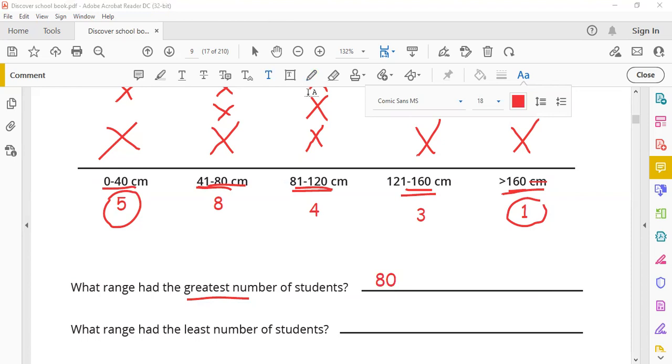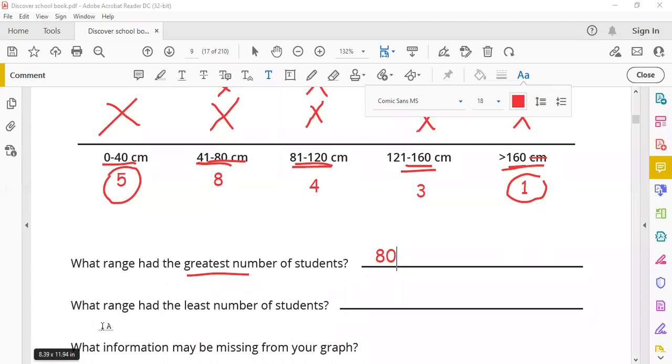Yusuf Zanfali. Next question. And what range had the least number of students? It is not least, it's least. You have to say it. 160 centimeters. Is this one? Good.